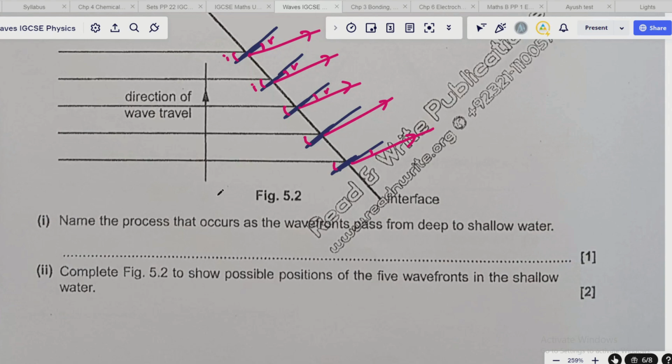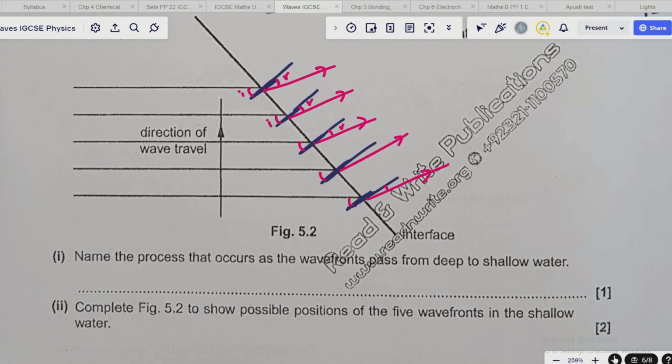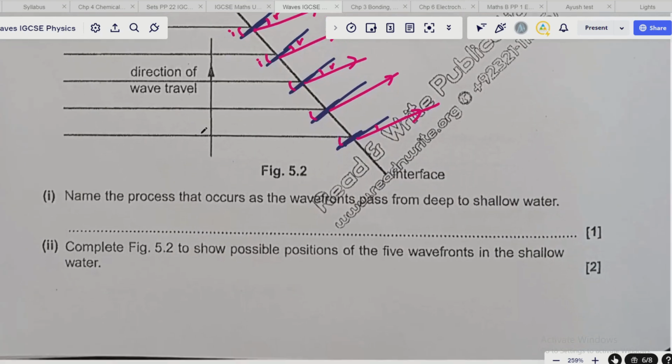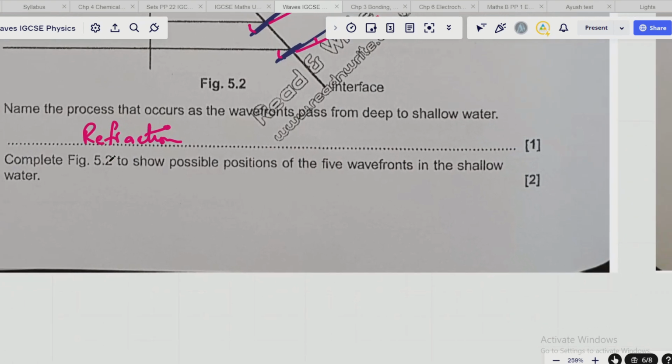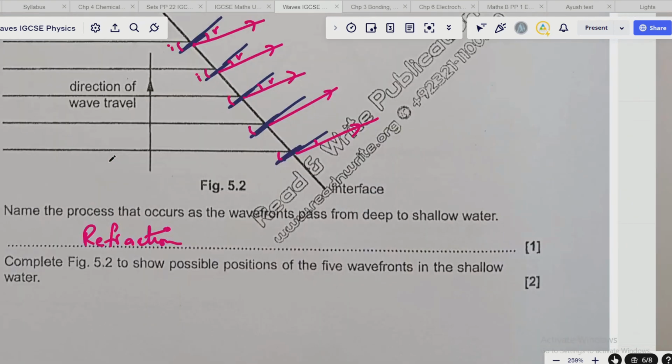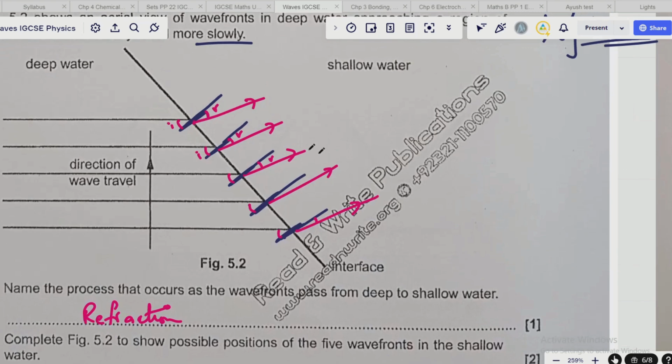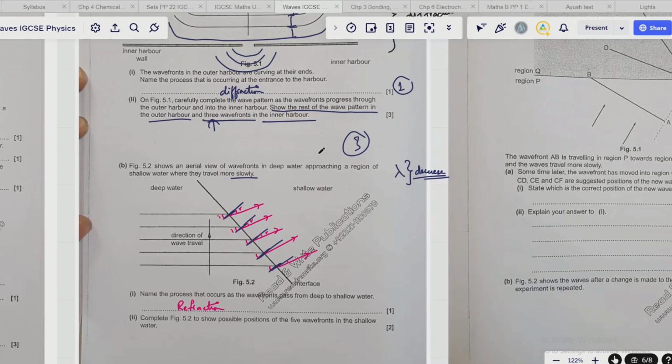So see, name the process that occurs as the wavefront passes from deep to shallow water. What is the process? What's happening to the waves? The waves are refracting or reflecting? Refracting. So what do we say? This process is known as refraction. That's it. Easy. Okay. Now, complete figure 5.2 to show possible positions of the five wavefronts in the shallow region. I already drew it for you. This is how the waves are going to look. Any confusion so far?